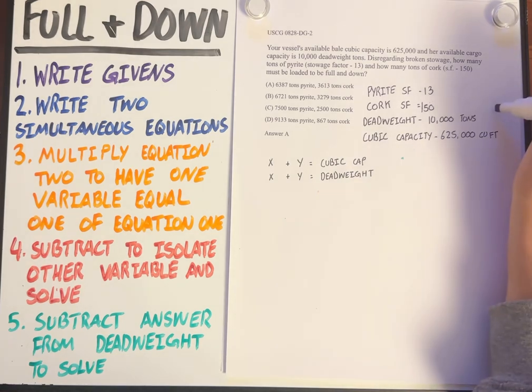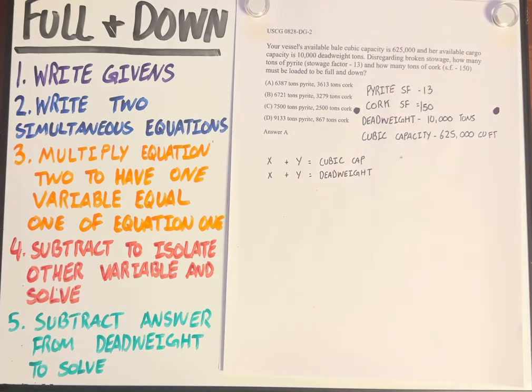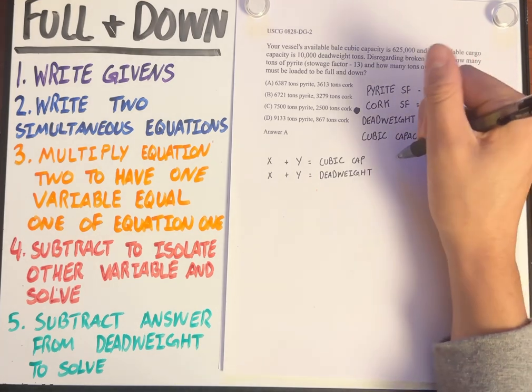So step one is to write your givens. This is pretty much where you start with all these problems. We have written down the stowage factor of pyrite and cork, as well as your deadweight and your cubic capacity. Step two is to write your two simultaneous equations. So what that looks like is your associated stowage factors equaling your cubic capacity, and then x plus y equaling your deadweight.